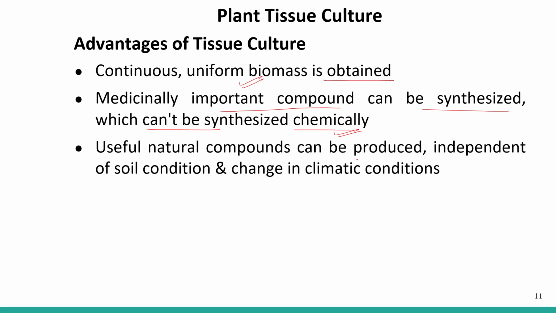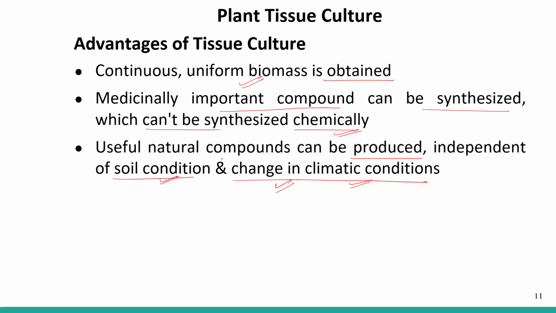Useful natural compounds can be produced independent of soil condition and changes in the climatic condition. Sometimes the soil condition is not the same, and that can affect the production of the compound which we get from the plant. The climatic condition is so variable, and that also affects the production of the chemical compound required for medicine or any other purpose. So we do not always get the compound in that form.